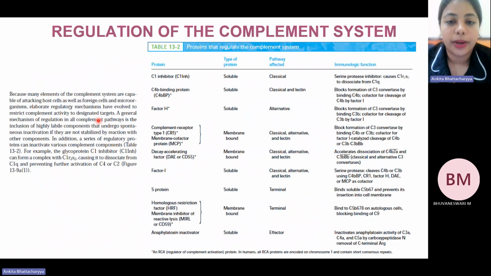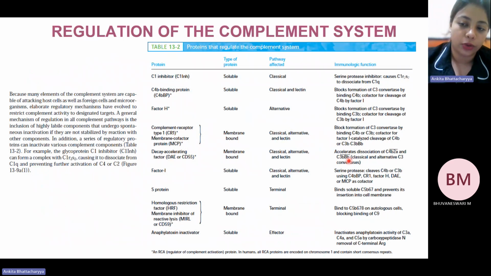Then you have factor H, which is soluble and is part of the alternative pathway, and blocks C3 convertase formation. Then you have MCP and complement receptor type 1, which are membrane-bound proteins that can act on all three pathways, and they block the formation of C3 convertase as well. Decay accelerating factor, DAF, is membrane bound and accelerates the dissociation of C4b2a and C3bBb, which are the C3 convertases.